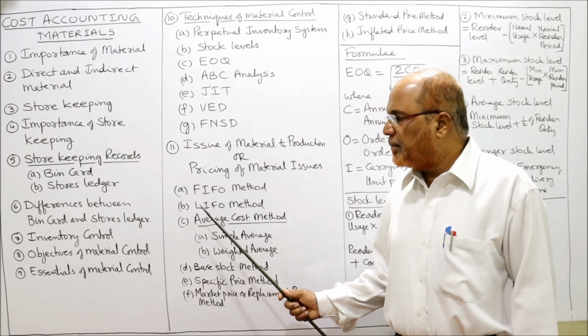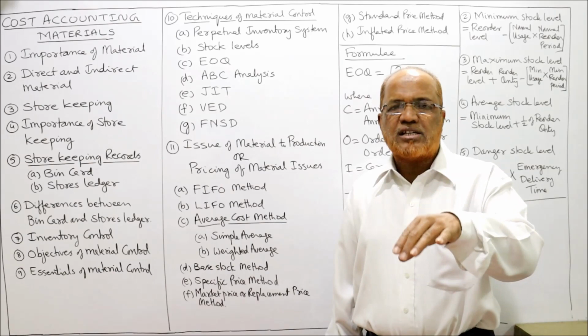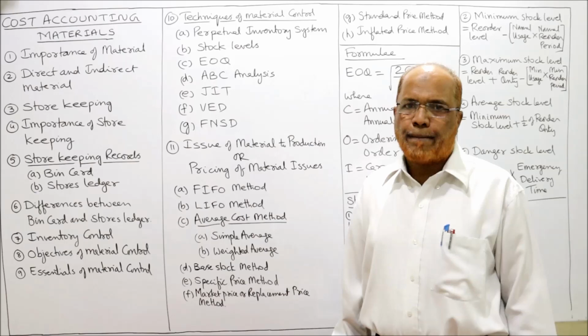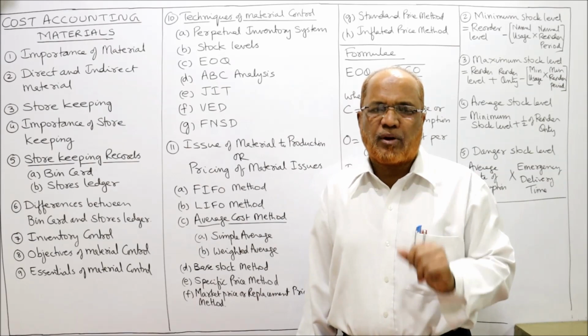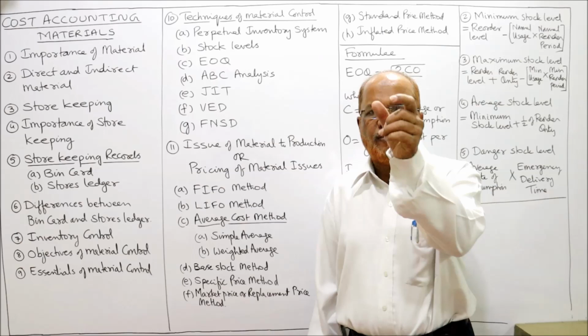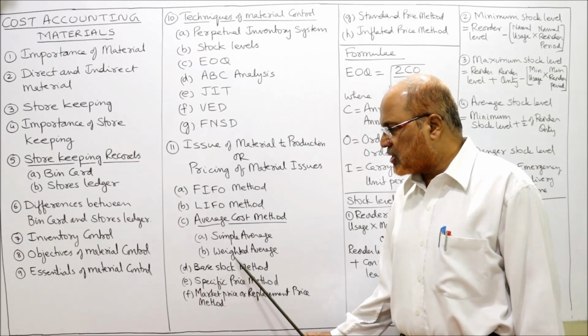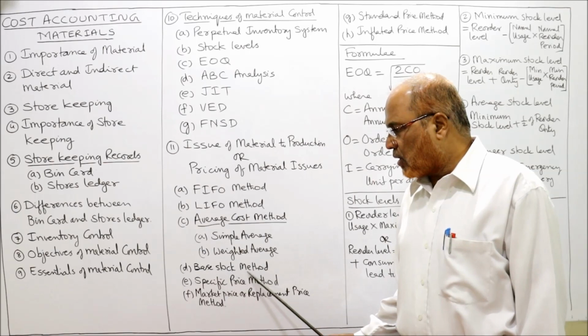In average cost method, we will not consider when it is purchased. We simply calculate the average price, and at that average price we issue the material. अब एवरेज में भी दो तरह का है, simple average and weighted average. In simple average method, we simply add up all the prices divided by number of prices. All the prices divided by number of prices. Whereas weighted average, we calculate the value of inventory divided by quantity. So comparatively, weighted average has an edge over simple average. This will be better.